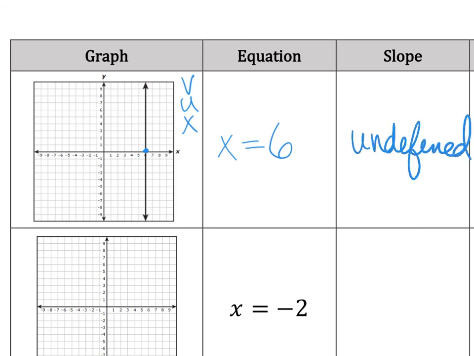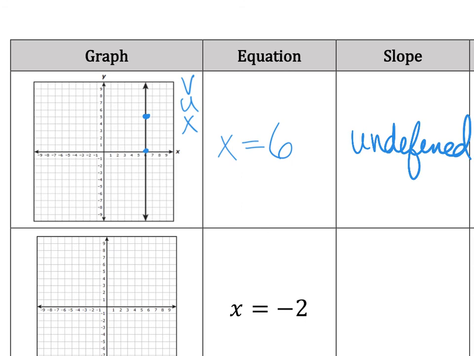Undefined. Side note, do we know what the word undefined means in math? It's not known. We literally can't do it. Here's what we mean by that. When we talk about slope, we talk about rise over run, correct? Yes. Okay, here's the first point and there's the second.